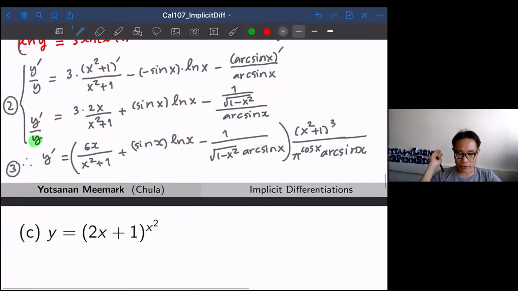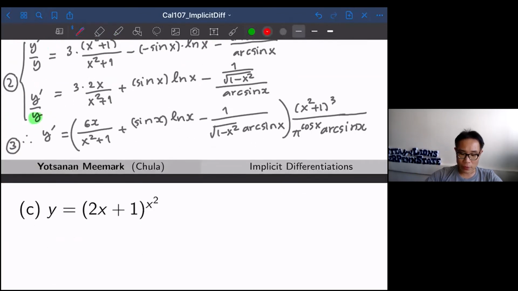The next one will be y equal to (2x plus 1) to the x squared. So this one, I'm gonna say that this one is gonna be a function in x, so it's gonna be a function f(x) to the g(x). So it's gonna be the one that kind of feels complicated. Okay, so when you have f(x) to the g(x) like this one, you're gonna apply log both sides in order to bring the function down.